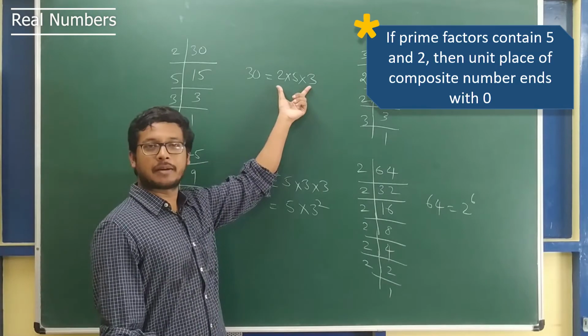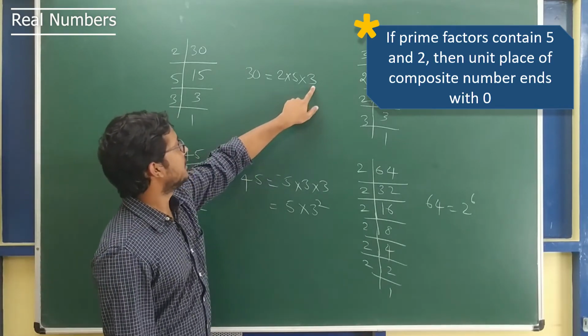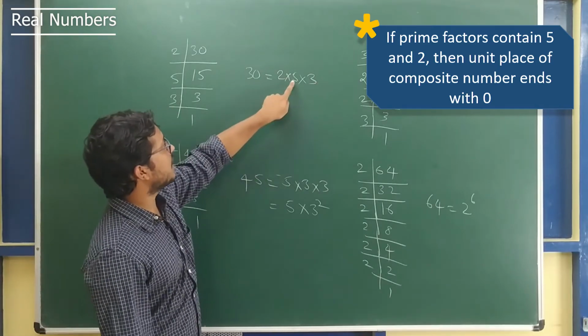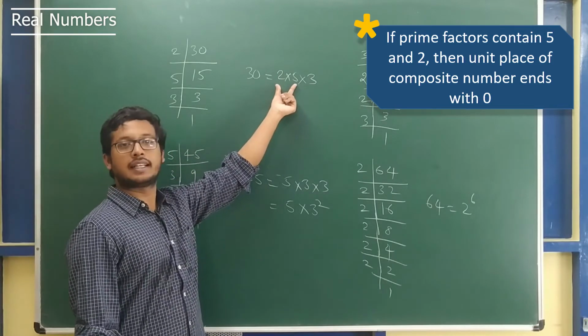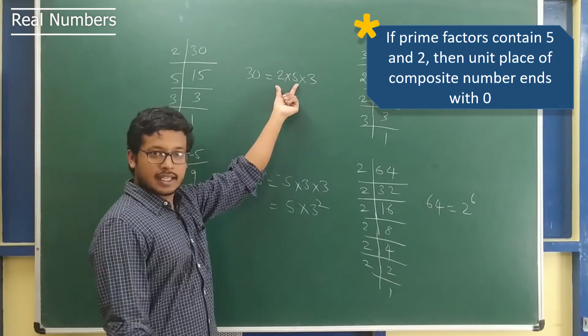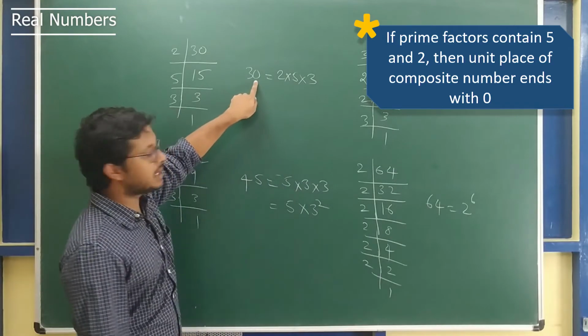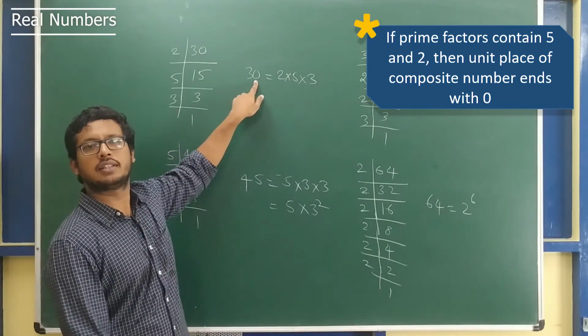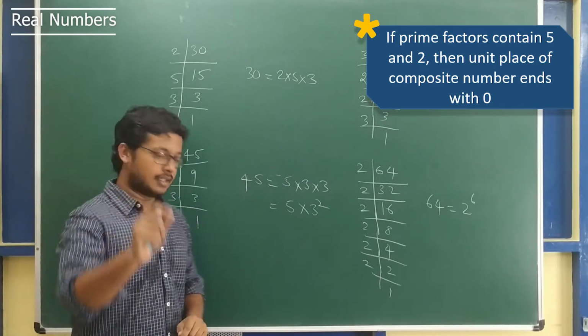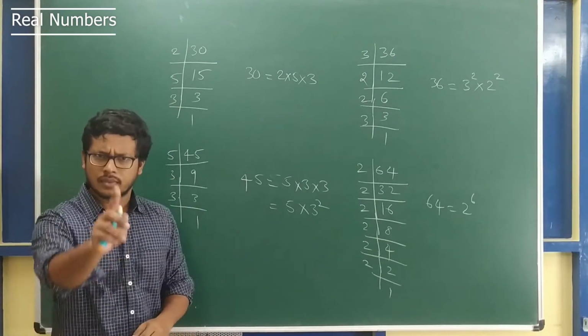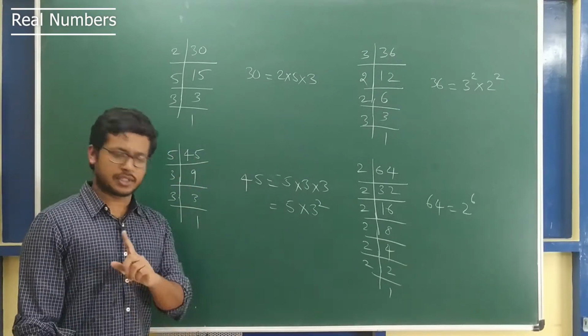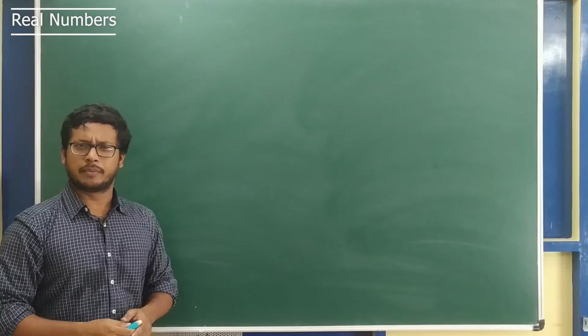Correct? So take this example. The prime factors of this number include 5 and 2. So there is a 10 here. Because there is a 10 here, the unit place will definitely end with 0. Alright. Let's solve a few simple questions based on this. Okay, let's take one simple question.